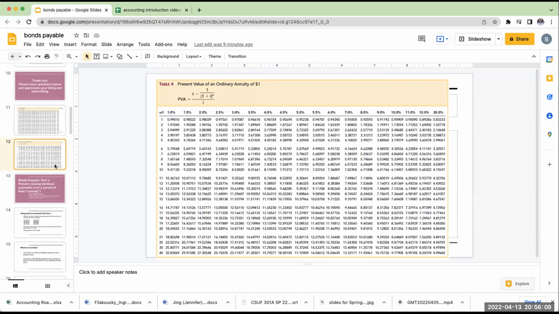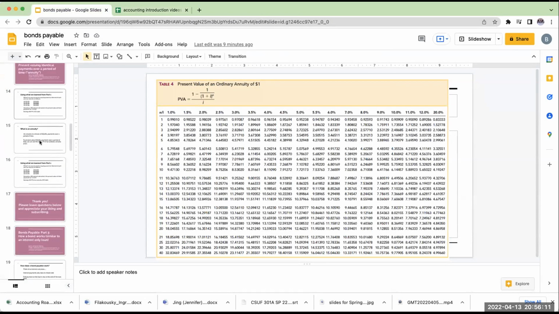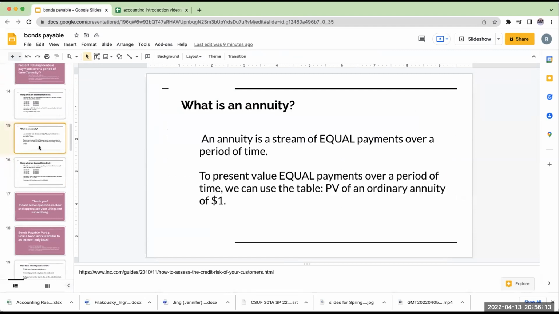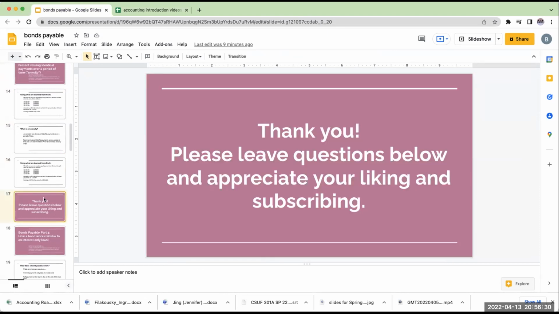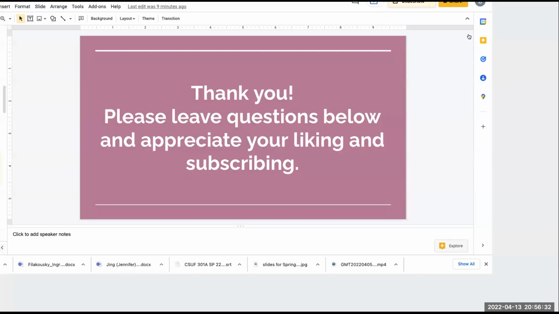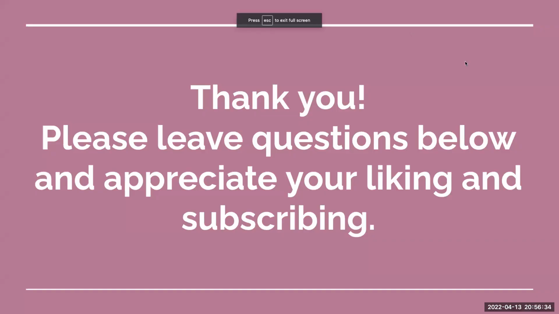So I want to thank you so much today for joining with me. And again, what exactly is an annuity? Well, before I say goodbye, what is an annuity? It's an equal payment, right? And so over here, I just went through and solved this with a present value of an annuity table. And that's what we're going to do if we get a question where we have to figure out the present value of those future payments.